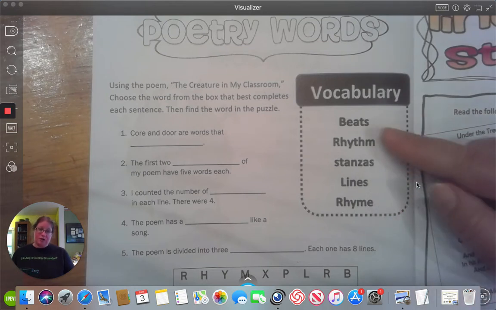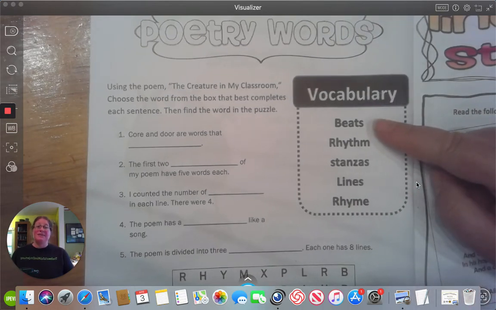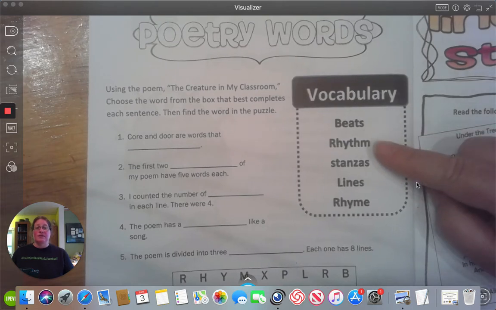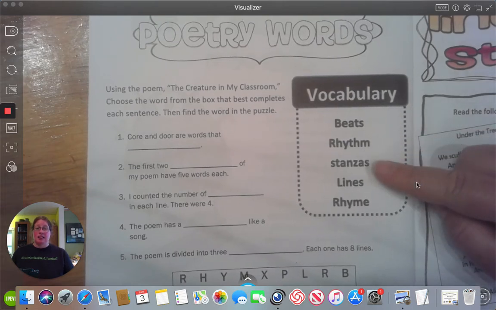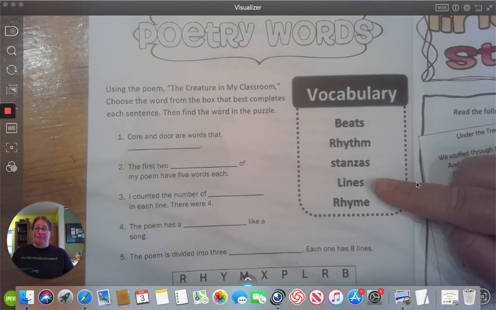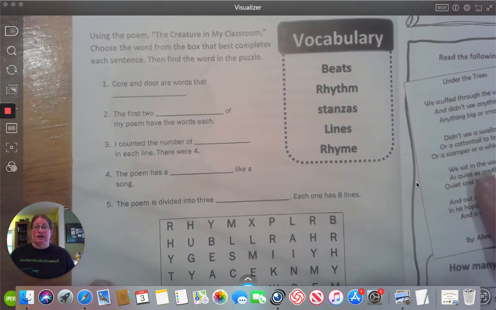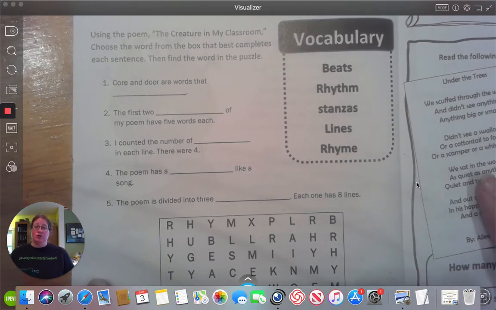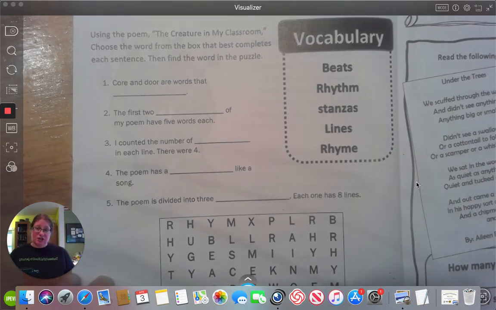So the vocabulary words you have are beats, rhythm, stanzas, lines, and rhyme. So using the poem, The Creature in My Classroom, choose the word from the box that best completes each sentence, and then find the word in the puzzle. We're going to use our test-taking strategies to complete 1 through 5 together.